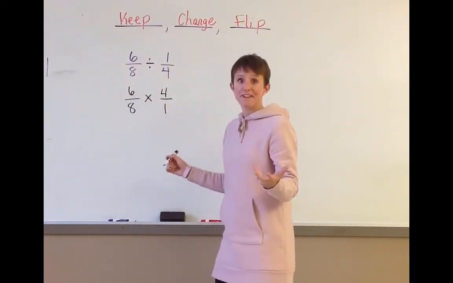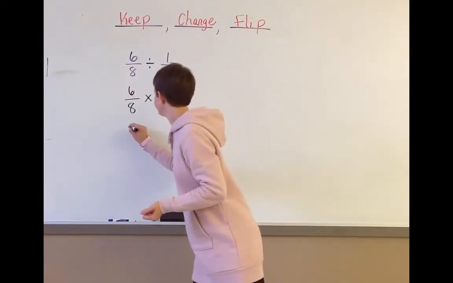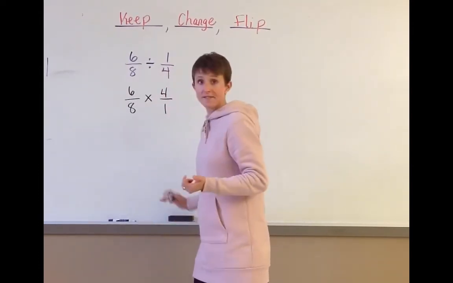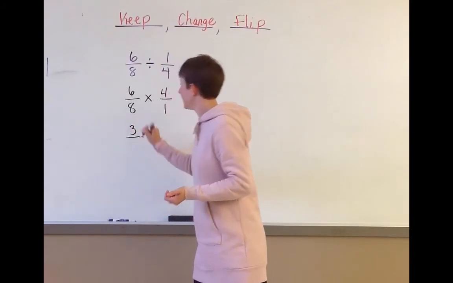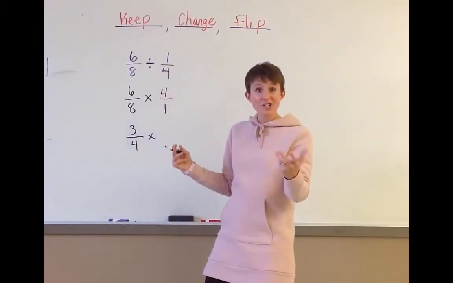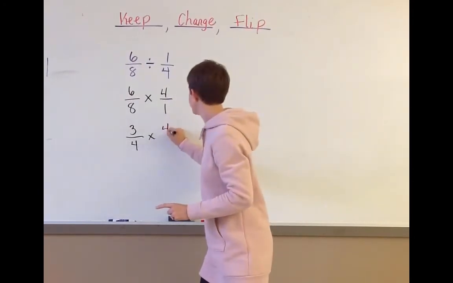6 and 8, do they share a factor? You bet they do. It's 2. 6 divided by 2 is 3. 8 divided by 2 is 4. Times 4 and 1, the only factor they share right now is 1. So I'm just going to keep it.